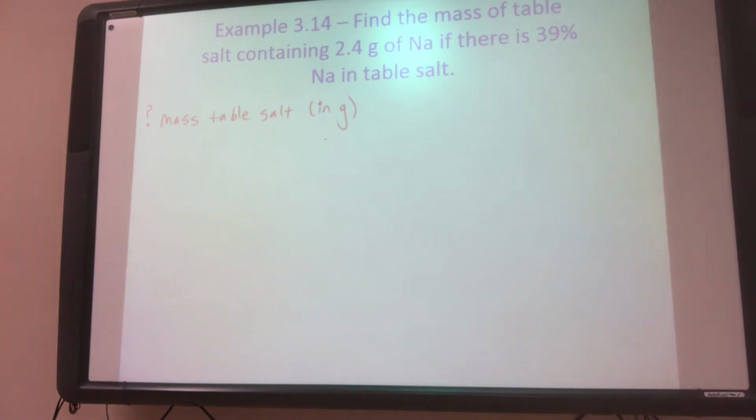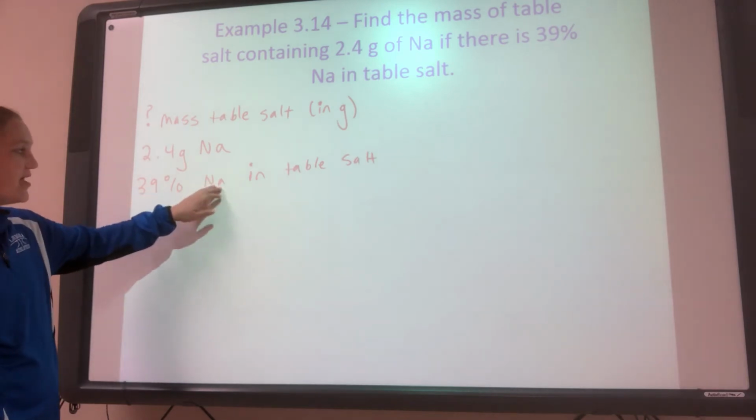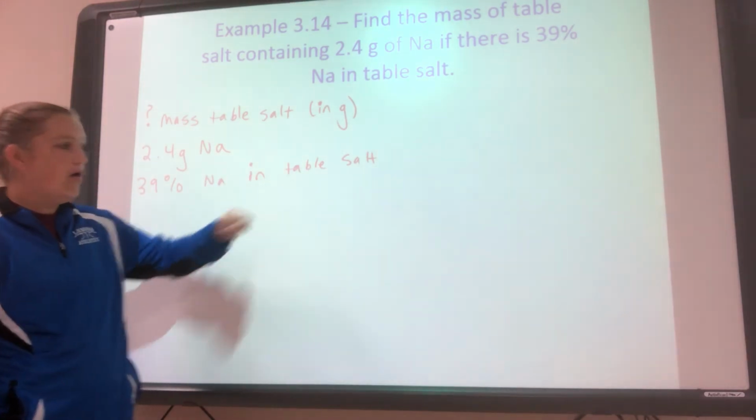I'll always tell you, what did they give me in this problem? So they said I have 2.4 grams of Na. And they told me that there's 39% Na in table salt. So they gave me a percentage. Okay? So one of the things that I want you to automatically think of is they're saying 39% of Na, an element in a compound.